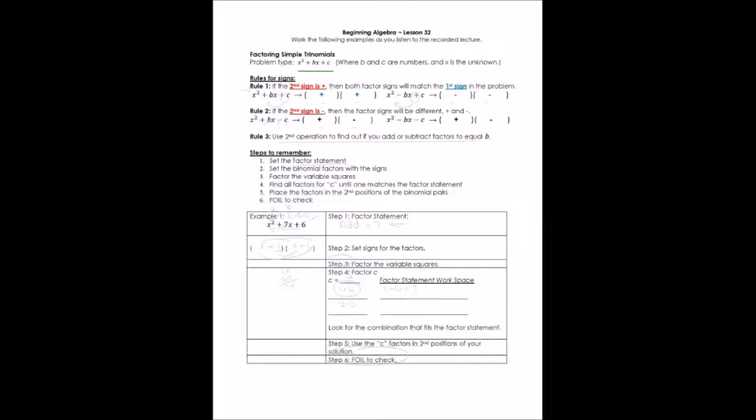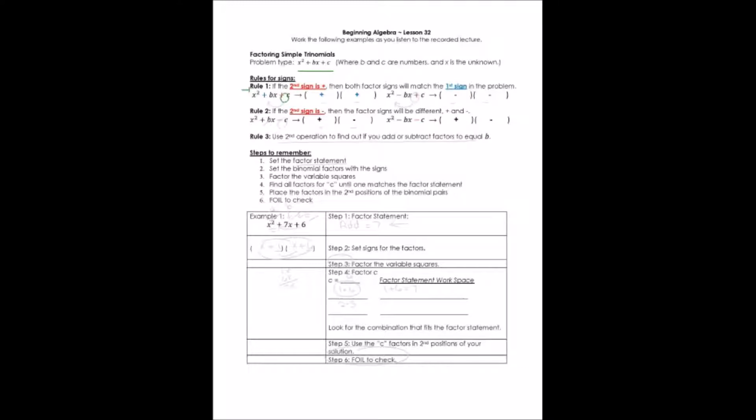So let's take a look at what we do first. First, we're going to factor trinomials into a binomial times a binomial. Now, when I do that, the first thing I have to decide is what signs, what operations are in the middle of these binomials. So we'll create the binomial pairs, and then we'll set the signs. What I do to find the sign is the first rule. The first rule says look at the second sign in the trinomial.